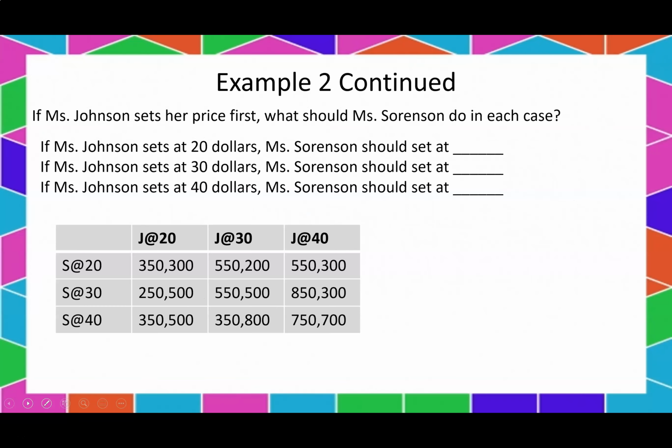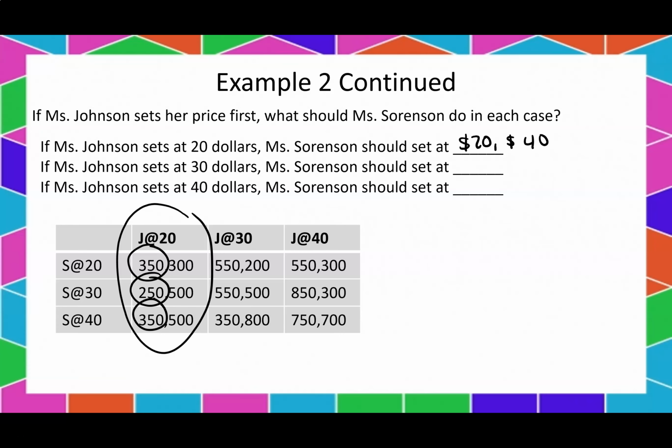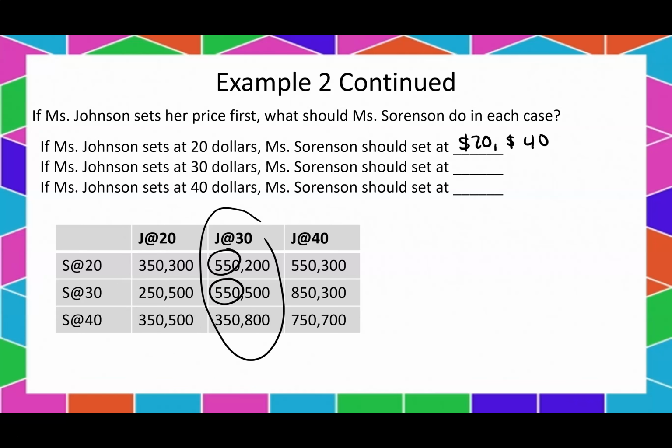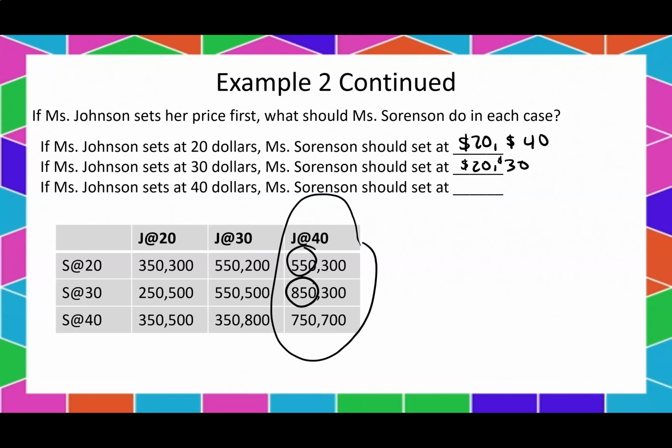So I just kind of retyped this for you, and we've got to answer this question. If Miss Johnson sets at $20, what should Miss Sorensen do? Well, she should either set at 20 or she should set at 40. The 350s are the best. If Miss Johnson sets at 30, $550, $550, $350, we should set at $20 or at $30. Either is fine. Okay, what if Miss Johnson sets here? We've got an option of $550, $850, $750. Definitely Miss Sorensen wants to set at $30 to get that $850.